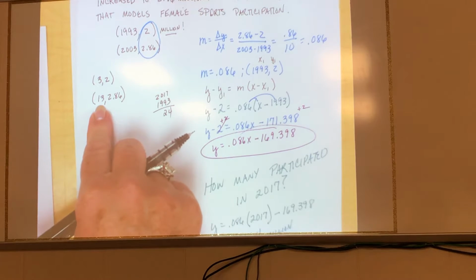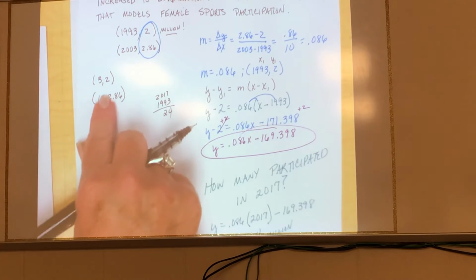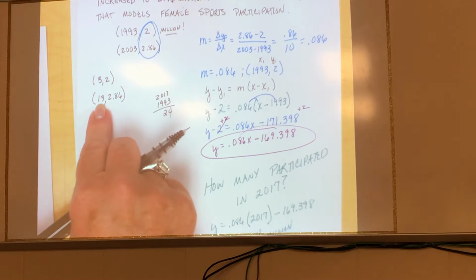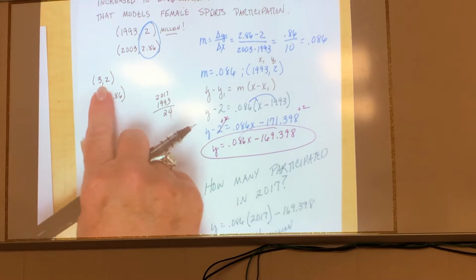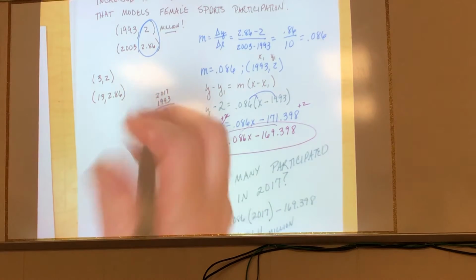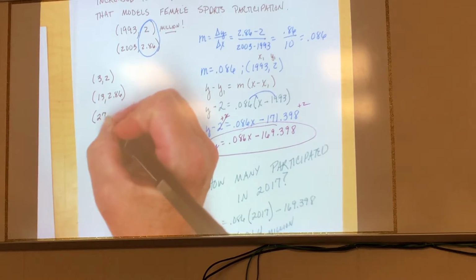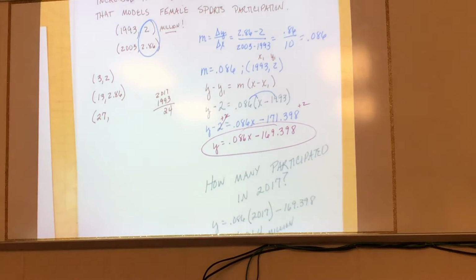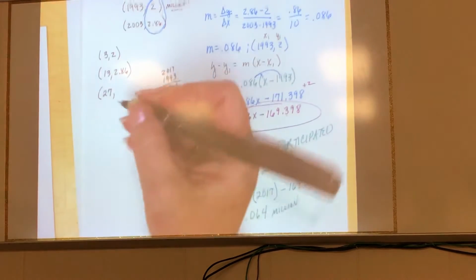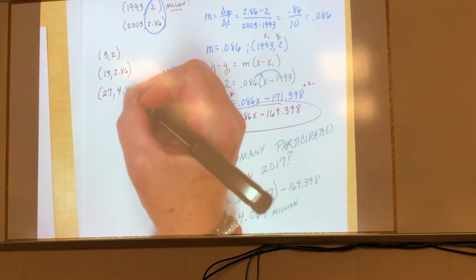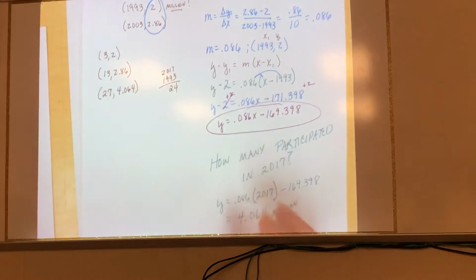What did you do with that? You started at 3 and said 10 years later, I'm at 13. You started at 3. 24 years later, where are you? 27. And that's what the 4.064 goes to. So it is 27. Okay?